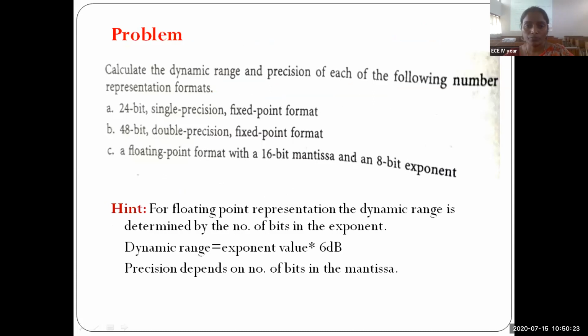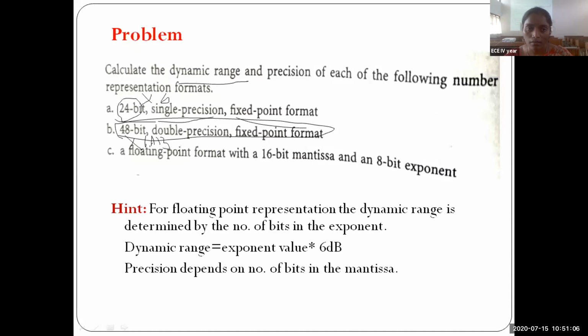Now see the problem. See the first bit directly. The given format is fixed point format, 24 bit, single precision. Calculate the dynamic range. Already I said, for 24 bits, what is the dynamic range? Dynamic range is always expressed in decibels. Just multiply by 6 dB. 24 into 6, how much? That is the equivalent dynamic range. Similarly, see the second bit, 48 bit double precision format. What is the dynamic range? Answer: 48 into 6 dB. That is the equivalent dynamic range.